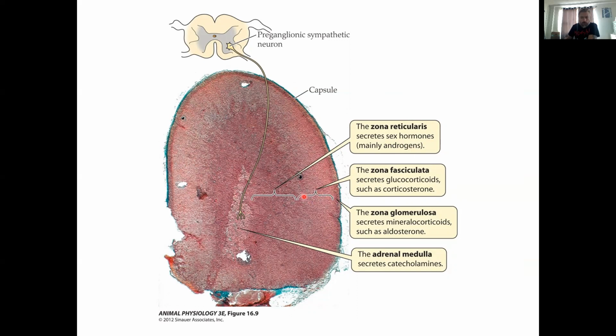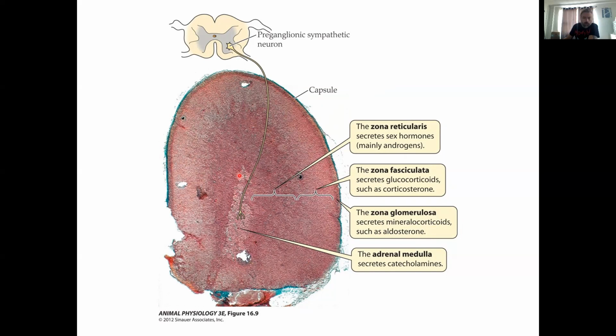The middle part here, the zona fasciculata, divided into fascicles. This is where those glucocorticoids come from. So we talked about adrenocorticotropic hormone before. This is going to act here at the zona fasciculata. And then the outermost layer here, the zona glomerulosa, this is going to secrete mineralocorticoids. So these are going to be steroid hormones based around minerals. In particular here, the one we're going to worry about is aldosterone, because this has a role in blood pressure and blood volume.